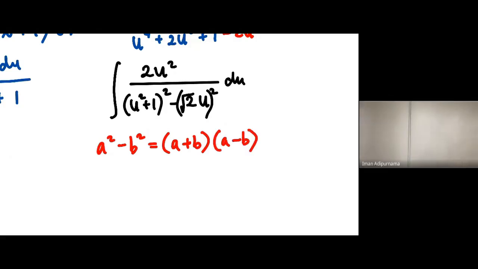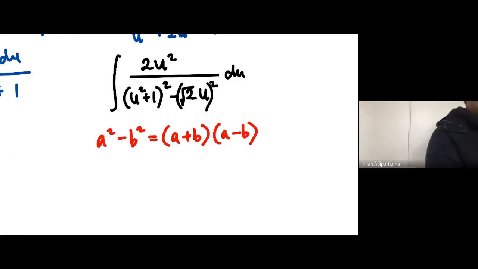Okay, we can separate this, right? So the first term, this a is u squared plus 1, and the second term b is the square root of 2u. It will be really long and crazy, but actually it's solvable, right? It's solvable, but it's a long process. It's not difficult to think, okay? But it's actually solvable.